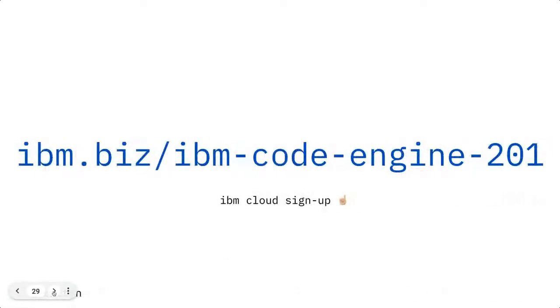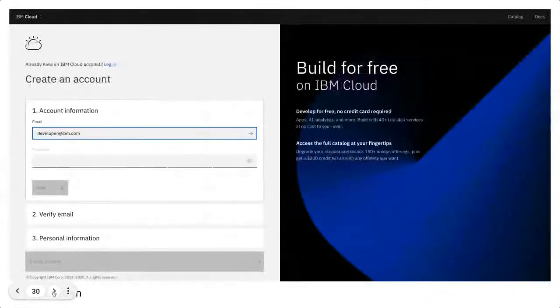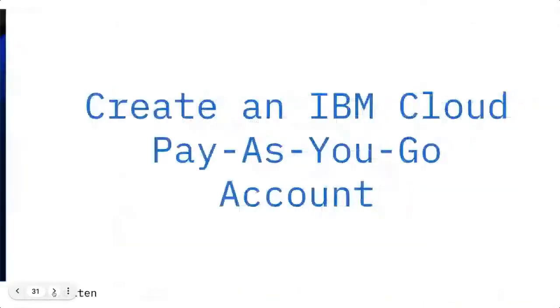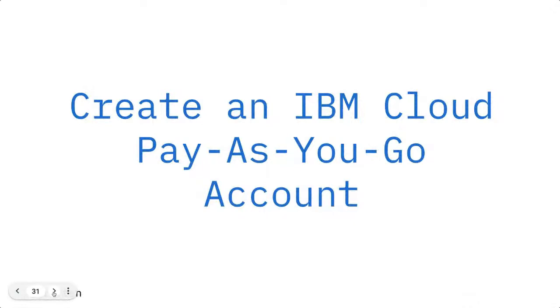So let's set up our dev environment. The first thing you'll need to do, as I mentioned before, if you're in Crowdcast, go ahead and click the button at the bottom. If you're just joining us on one of our IBM developer social channels, you can sign up for an IBM Cloud account at ibm.biz/IBM-code-engine-201. Once you sign up for your account, you will need to create an IBM Cloud pay-as-you-go account. So you will need to upgrade your account if you already have one. If you don't already have one, once you create it, you will need to upgrade your account to a pay-as-you-go account.